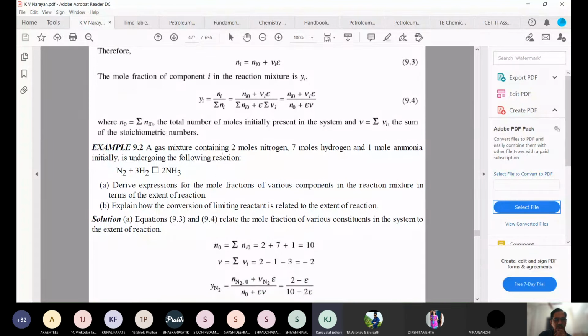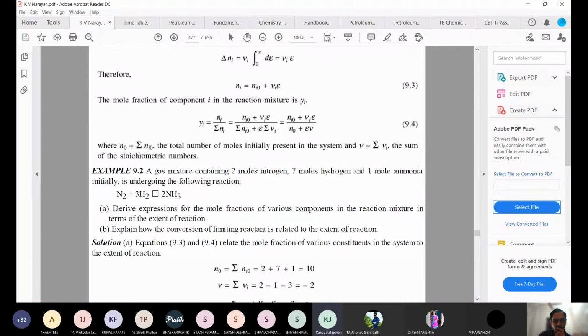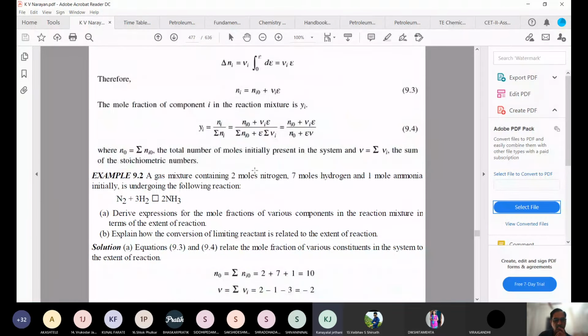A gas mixture contains 2 moles nitrogen, 7 moles hydrogen, 1 mole ammonia initially. That means at time t equal to 0, and is undergoing the following reaction: N2 plus 3H2 gives 2NH3. Derive the expression for mole fractions of various components in the reaction mixture in terms of extent of reaction, right? So that means we have to find out y nitrogen, y hydrogen, y ammonia. So let's do this part A first.